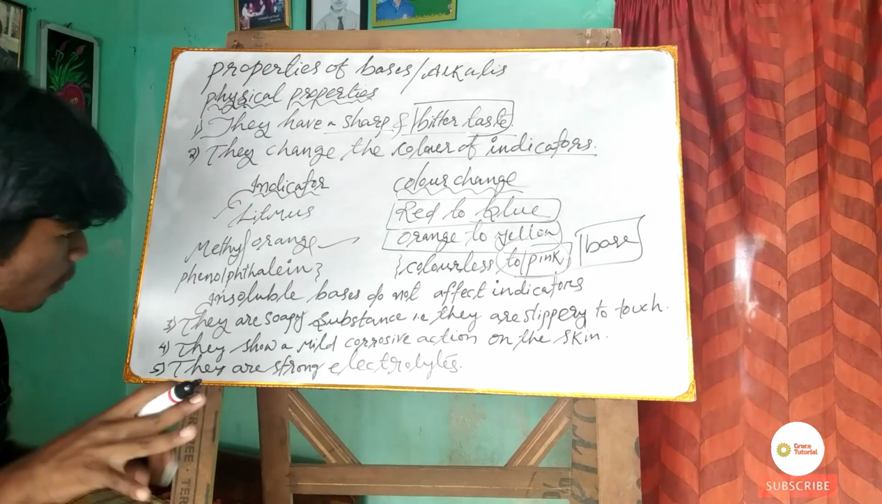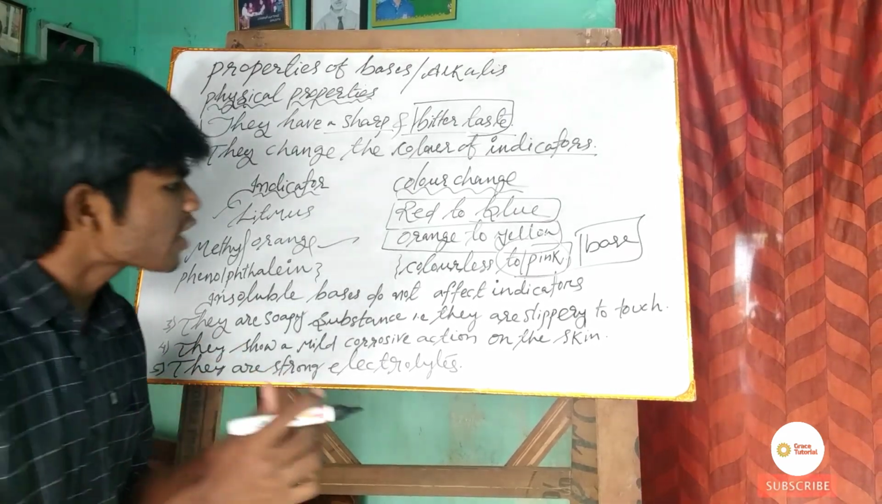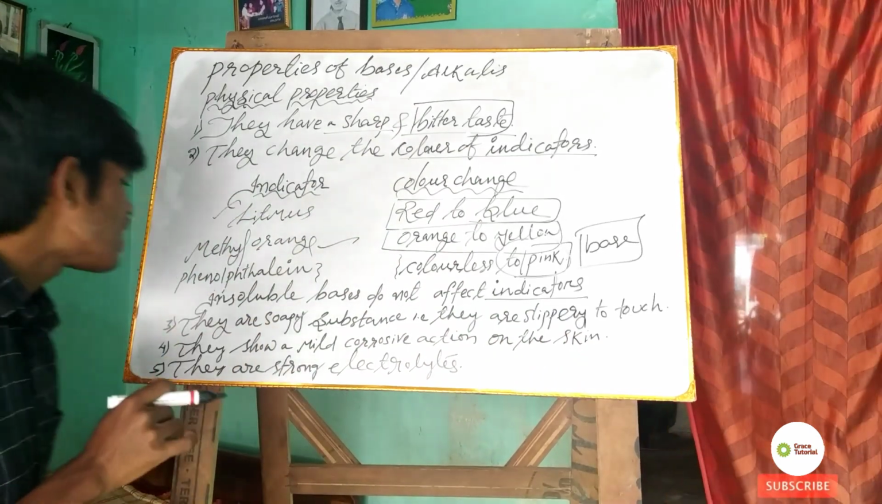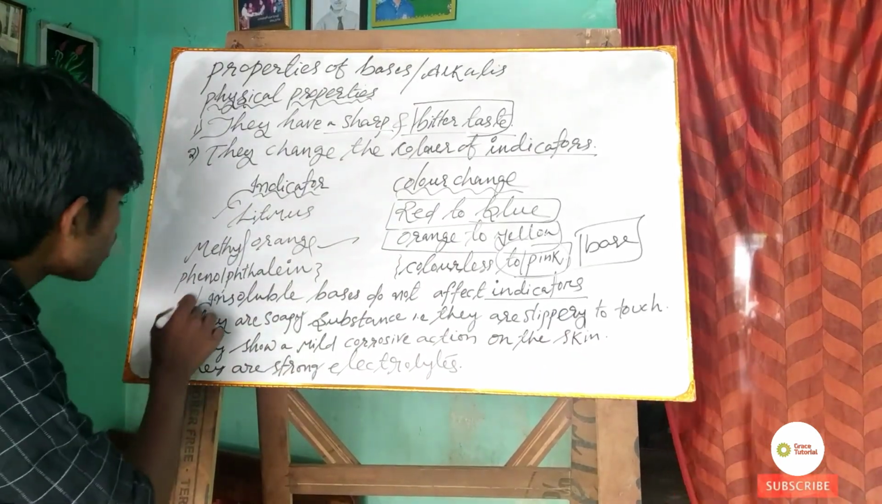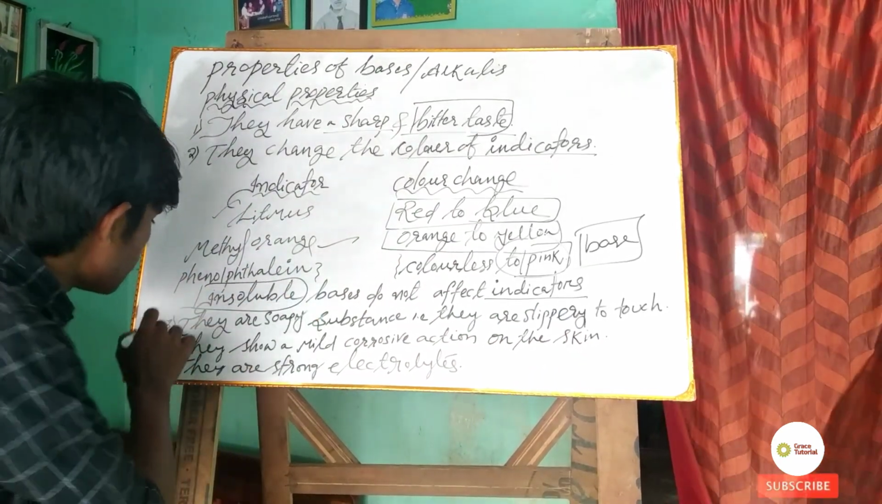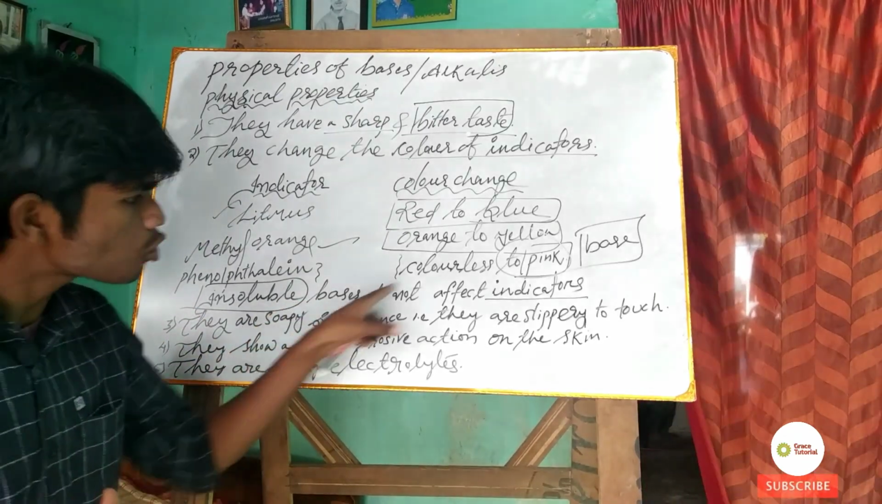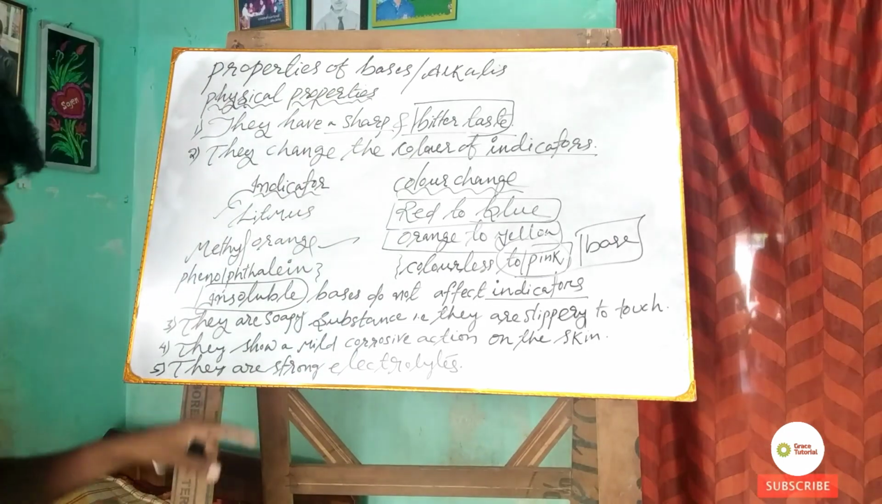Well, there are some of the bases which do not affect the indicators. But which bases do not affect the indicators? The bases which are insoluble. That means the bases which are not soluble do not affect the indicators.